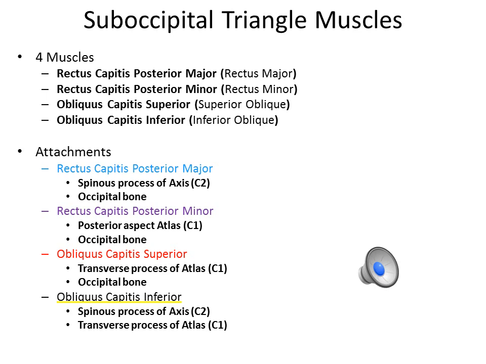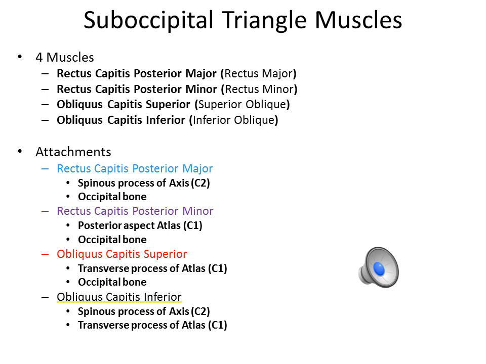The last group of back intrinsic muscles we'd like to cover are the suboccipital triangle muscles. These are divided into 4 muscles: the rectus capitis posterior major, also known as rectus major; rectus capitis posterior minor, also known as rectus minor; obliquus capitis superior, also known as superior oblique; and obliquus capitis inferior, also known as inferior oblique.